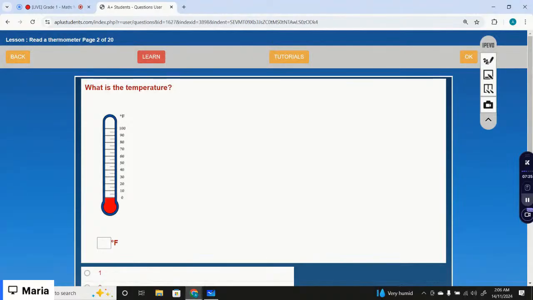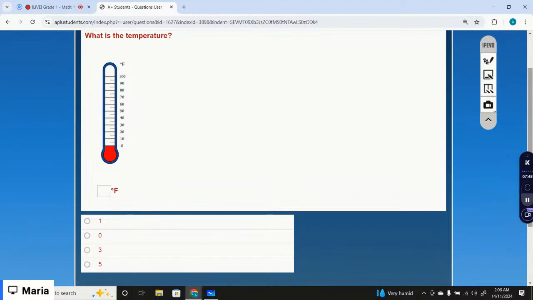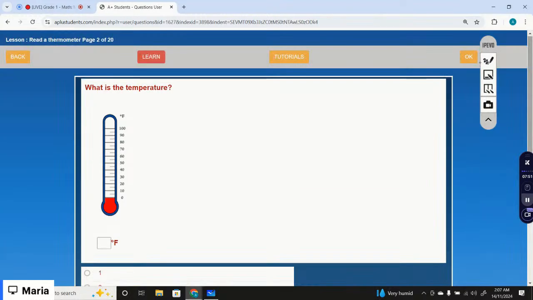What is the temperature, which is the correct option? The correct option is 0 degree F, right? Here we are measuring the temperature in Fahrenheit. So the correct option is 0 degree Fahrenheit, right? Here you have 0. So the correct option is 0 degree F.